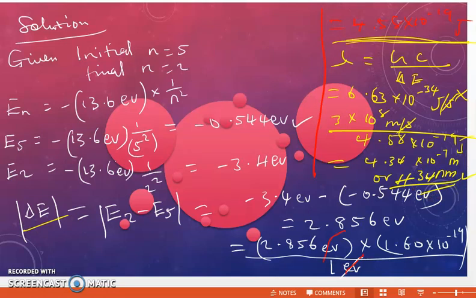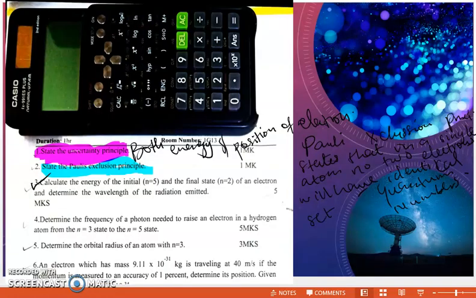And this is how you will deal with the computations that involve calculating the initial state and the final state of an electron, and therefore after that you can determine the wavelength emitted by the same number of states that you were given. So let us see the next question in this practical questions that we have.